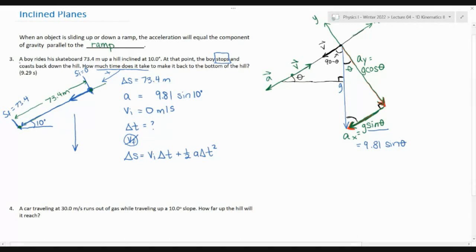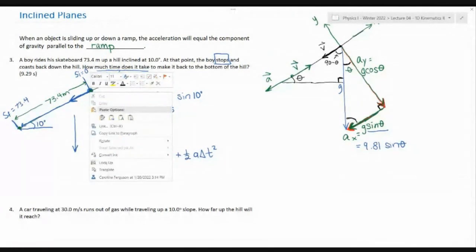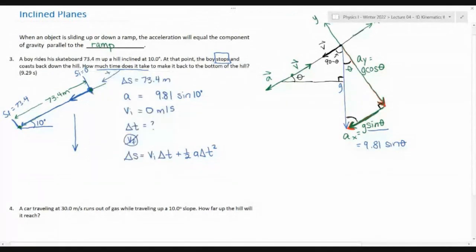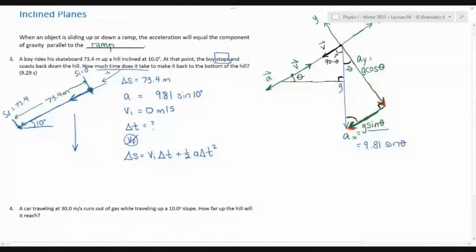So this is the story. The boy rides his skateboard up the hill, 73.4 meters. Yes. And then he stops. Yeah. And then he coasts back down the hill. So okay, the first part of the story is not relevant. He goes up the hill and then he comes to a stop. So that part, okay, fine. He's 73.4 meters up the hill and he stopped.